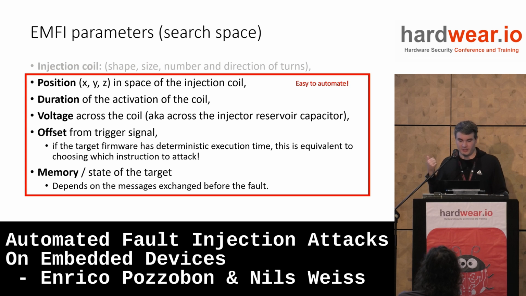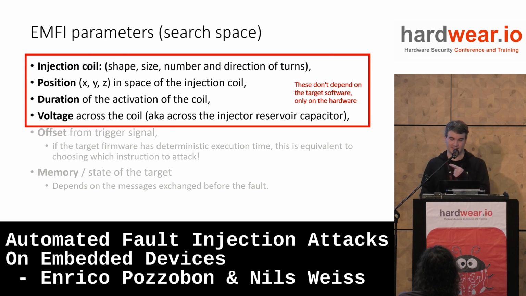Note that all of these parameters are very easy to automate. So position, duration, voltage, offset, and memory state. We can basically automate all of these by scripting. The position can be automated with a CNC mill, CNC machine, to position our injection head. Everything else is easily controlled in software.